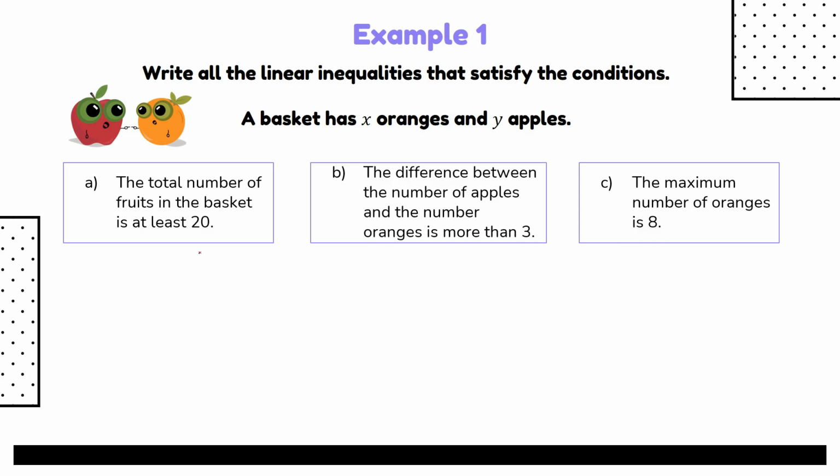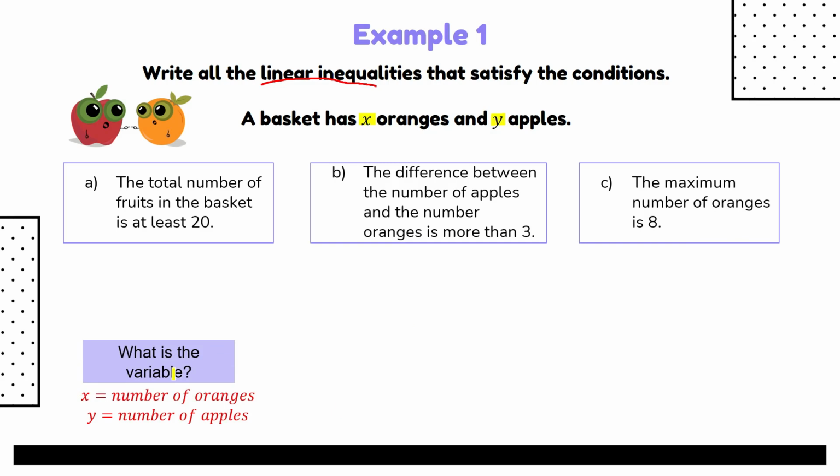Okay, before we write the linear inequalities, we must highlight some key points. From this statement, a basket has X orange and Y apple, we know how to determine the variable. The first variable is X and the second variable is Y. So the first step is, what is the variable? From this example 1, the variable is X, which is the number of orange, and the second one is Y, which represents the number of apples. These are the 2 variables in this example 1.